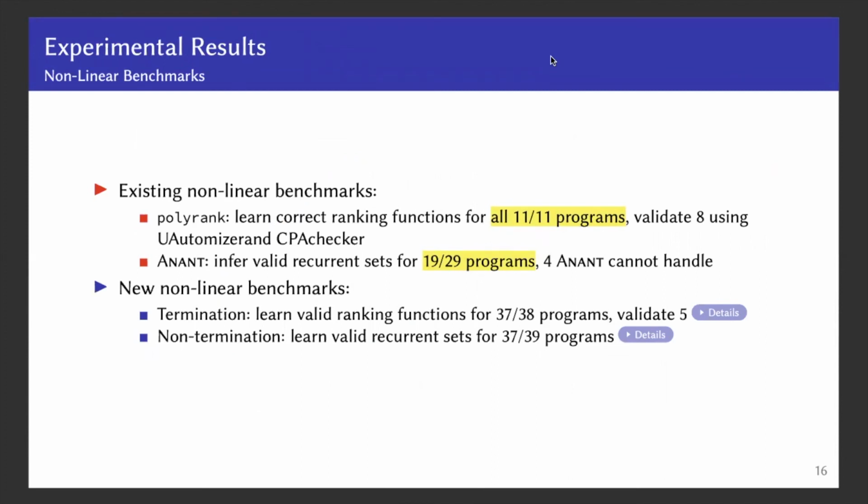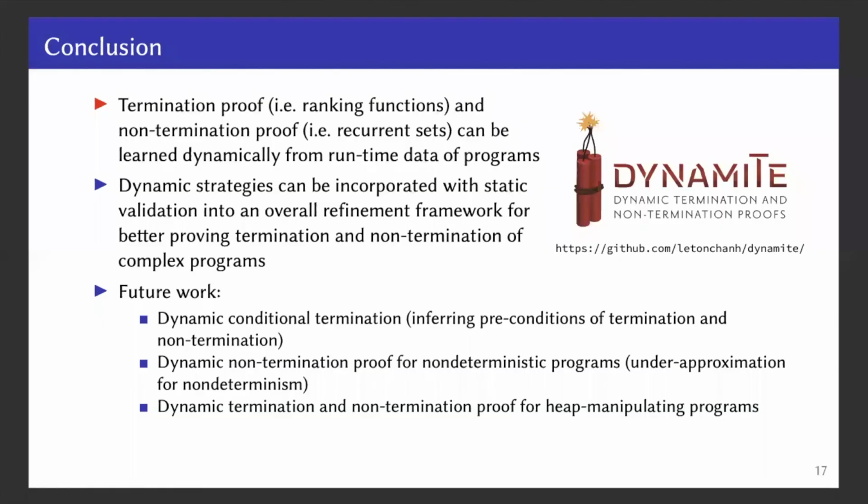On the new termination benchmark, DynamiTe can learn valid ranking functions for 37 programs, but the external static tools can only validate 5 of them. On the new non-termination benchmark, DynamiTe can also prove non-termination of 37 programs.